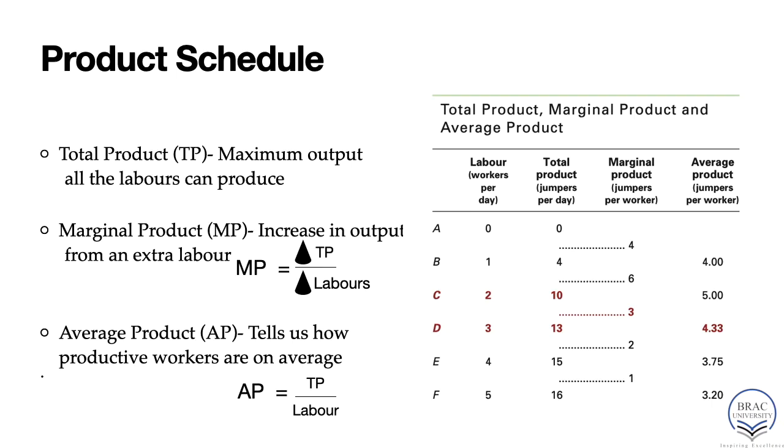Similarly, you should be able to calculate the average product too. The formula is once again given to you, and all you need to do is plug in and find your answers, shown in column number 4 of the schedule, which is simply total product divided by the quantity of labor. And once again, you can see the average product initially increases, but then it also starts falling. And so let's see what this is trying to show us.